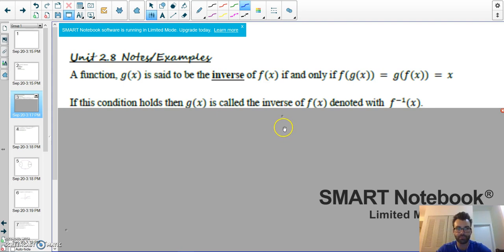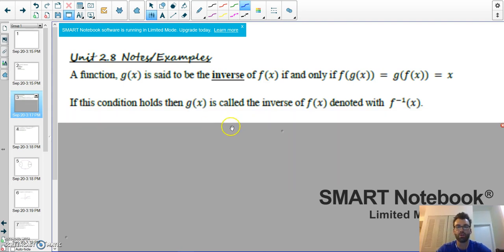If this condition holds, then g of x is called the inverse of f of x, and we'll denote that as f inverse of x, just like that.